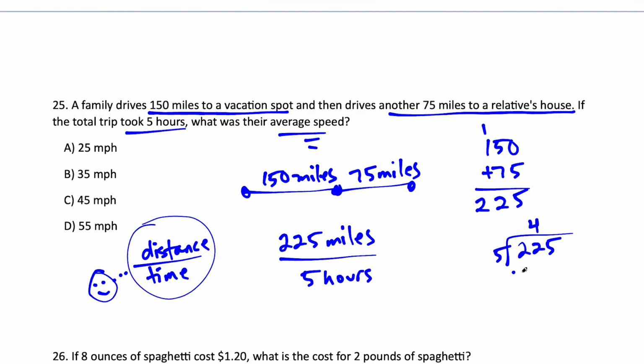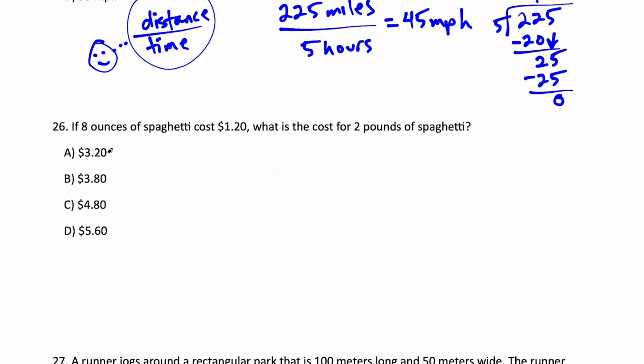4 times 5 is 20. We subtract that. We have a remainder of 2. We bring down the 5, and then 5 goes into 25 evenly 5 times. 5 times 5 is 25. We subtract, and we have no remainder here. So this tells us that the average speed was 45 miles per hour, and this is going to match up with choice C. Question 26.